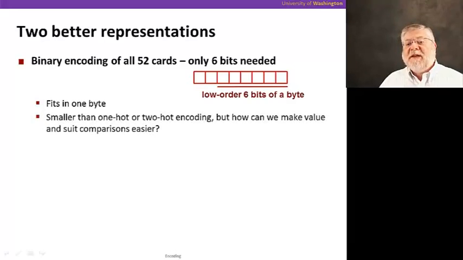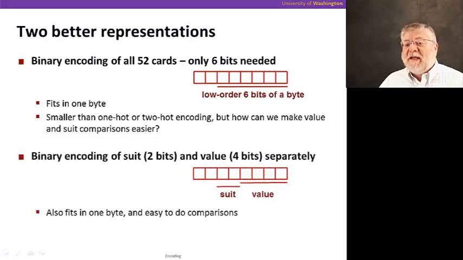It all fits in 1 byte, and it's much smaller than the 1 or 2-hot encoding. But how can we make the value comparisons easier? The suit comparisons easier. We're still going to have all the cards numbered from 1 to 52, and that will not make it easy to do those comparisons. So we can do something that's a bit of a hybrid.